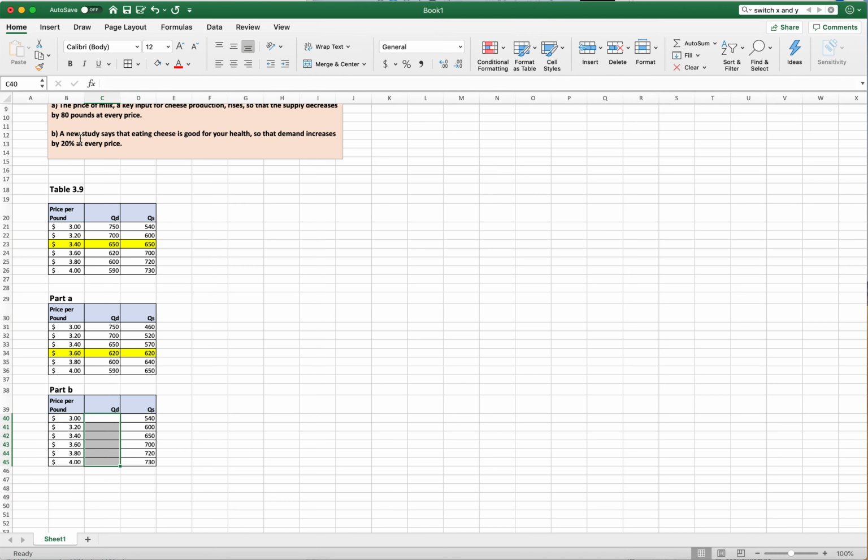And it says a new study says that eating cheese is good for your health, so the demand increases by 20% at each price. So here is my previous price. It's the same whether I go here or to the original chart, but let's go to the original chart just to maintain integrity in the process here and be consistent with the previous one. And now instead it's 20%, so I want to multiply it by 1.2, which is 120%.